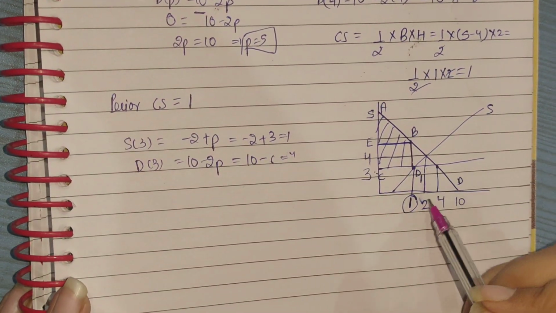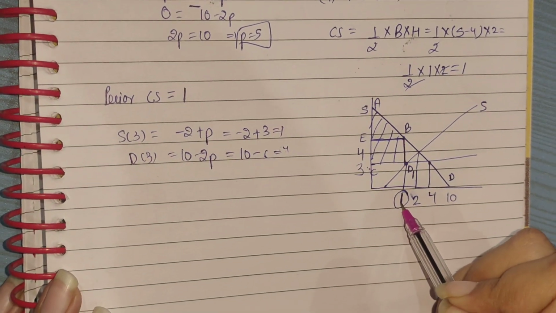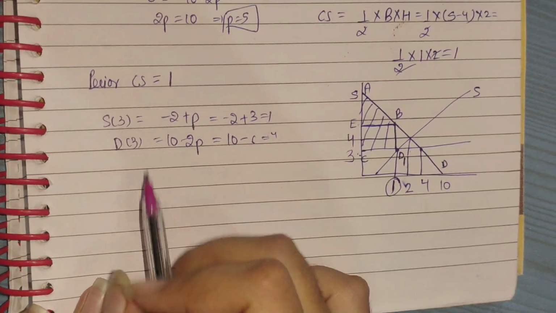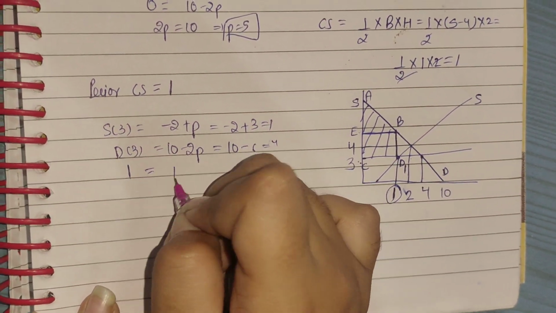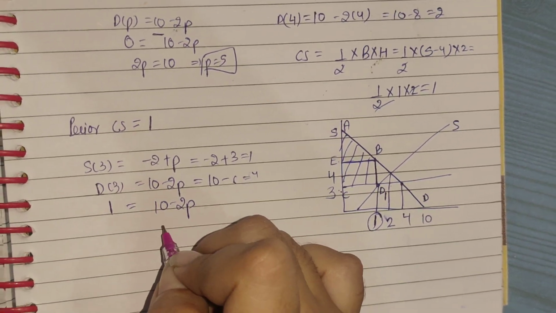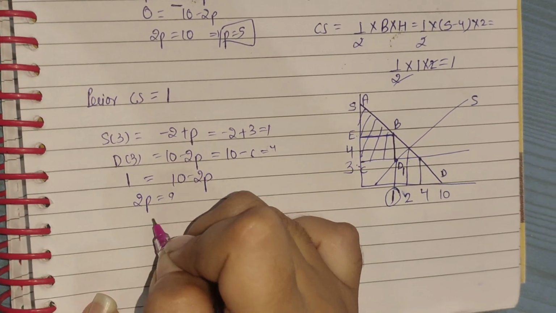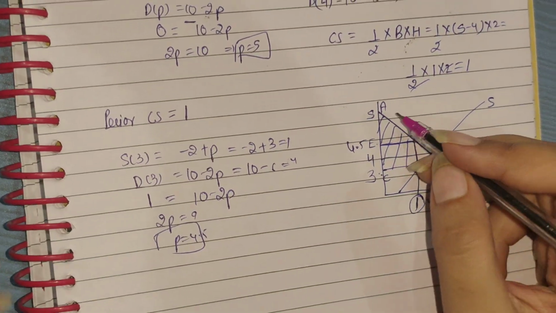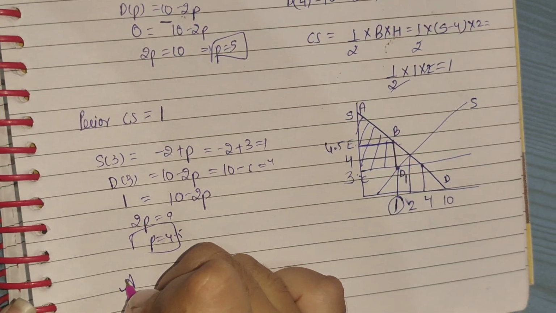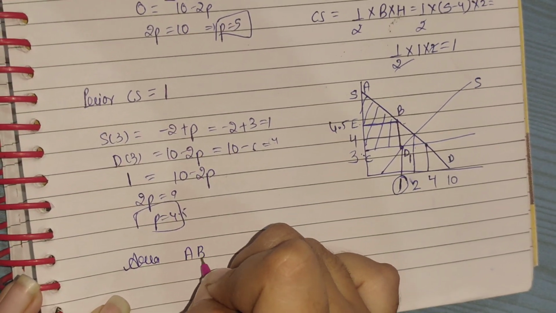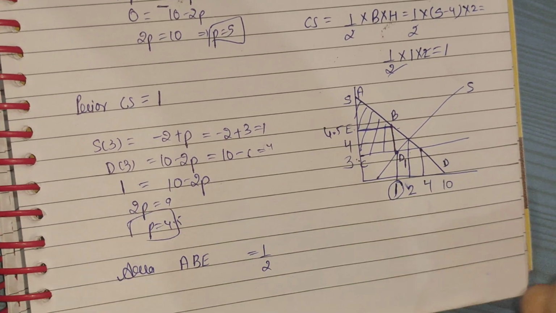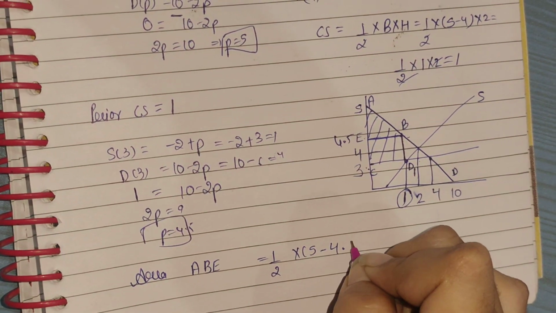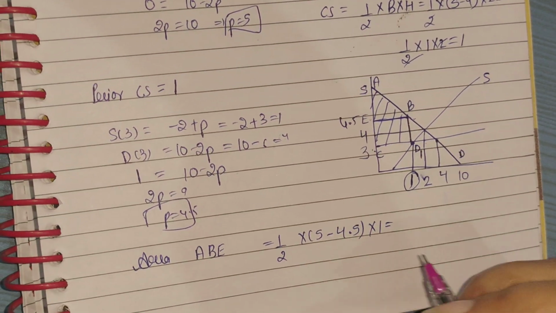Now at quantity demanded 1, at what price is it? So we have D equals to 1, 10 minus 2p. So 2p equals to 9, p equals to 4.5. It will get demanded at 4.5. So first we find the area ABE. Area ABE equals to 1 upon 2. Again it is a triangle, so it is 1 upon 2 base into height, 5 minus 4.5 into 1, which is equals to 0.25.